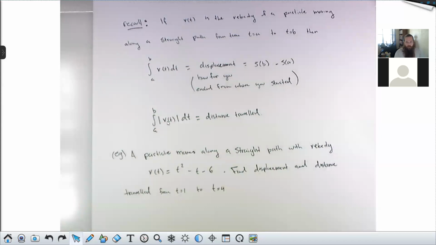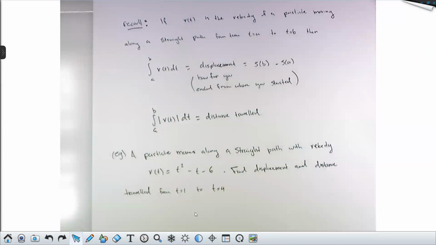In order to do this, I want to draw a graph of v of t. I know that the displacement is just going to be the integral of v of t from 1 to 4. But the distance traveled is going to be the integral of the absolute value from 1 to 4. And in order to really understand this guy and how he relates to this guy, it's wise to graph the function we're integrating.